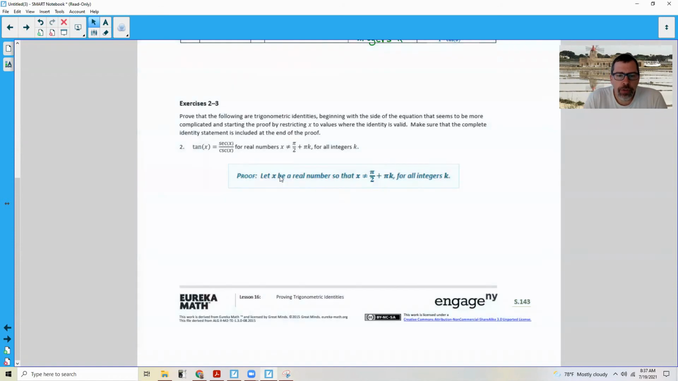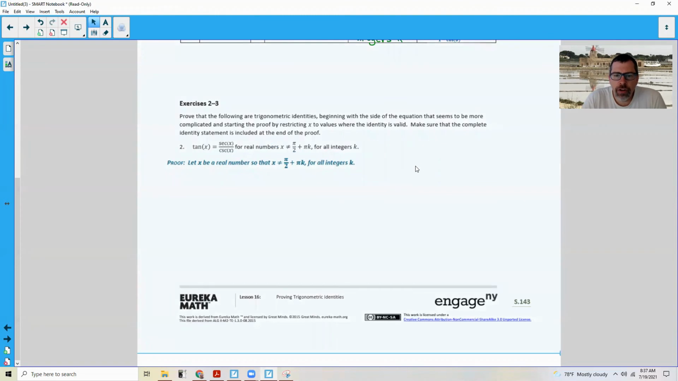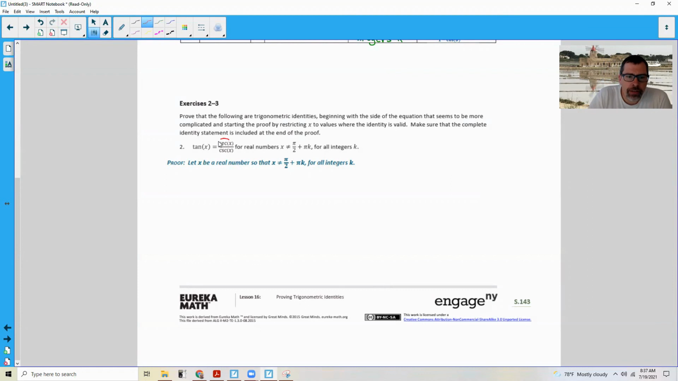Okay, so the first thing we're going to do is say that we're going to let x be a real number so that x cannot equal pi over 2 plus pi times k for all integers k. All right, because we're going to start with the more difficult side. So what appears to be more difficult is the right side. Okay, tan x is just tan x, and we have secant x divided by cosecant x. So we're going to start with that on the left.